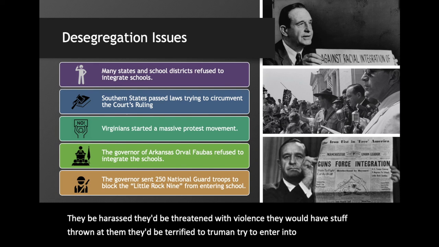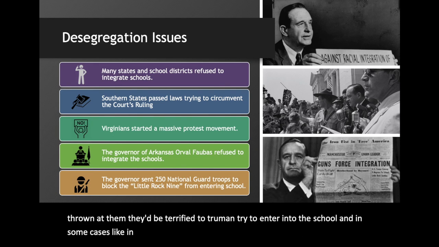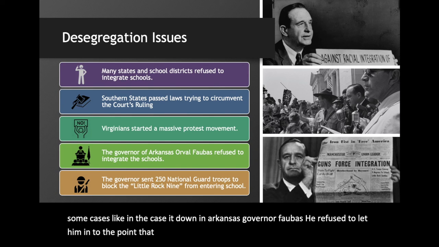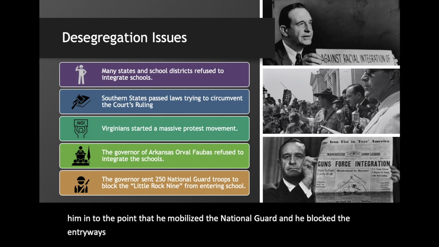And in some cases, like in the case down in Arkansas, Governor Faubus refused to let him in, to the point that he mobilized the National Guard and blocked the entryways to schools. And so we start to see this and we go, well, this seems pretty extreme. And you think to yourself, yes, it is.